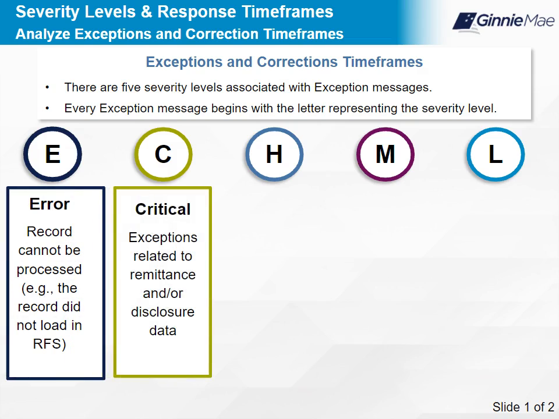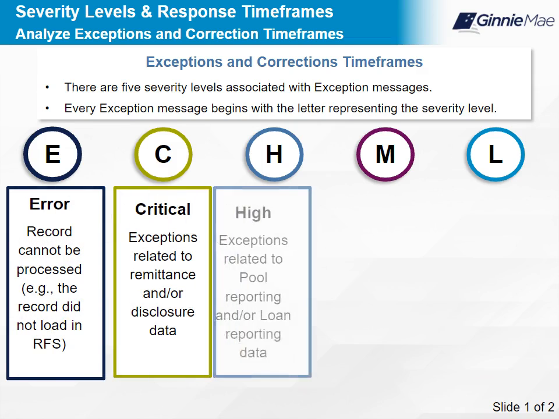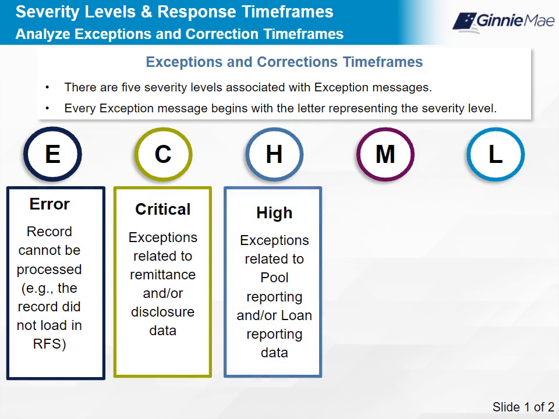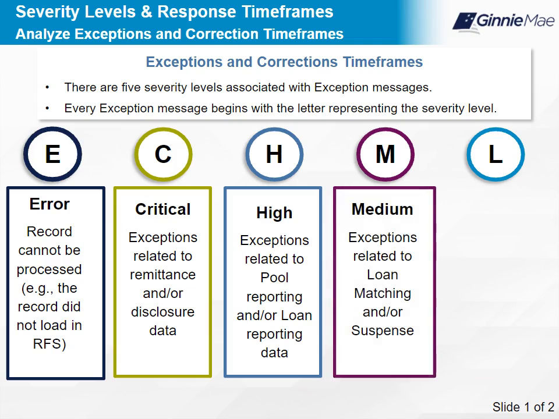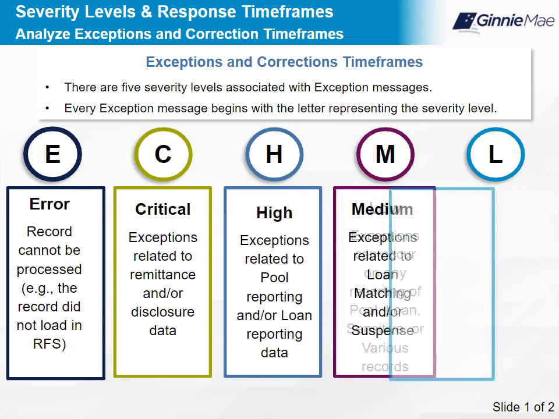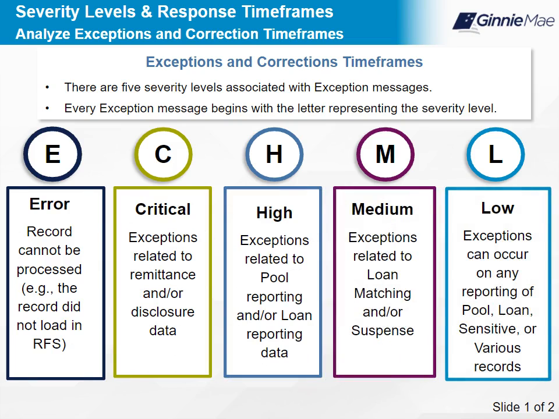C is an exception related to remittance and/or disclosure data. H refers to exceptions related to pool reporting and/or loan reporting data. M signifies exceptions related to loan matching and/or suspense. And L exceptions can occur on any reporting of pool, loan, sensitive, or various records. Select each icon to learn more about their descriptions and the time frame for the issuer to make the correction. Select Next to continue when you are ready.